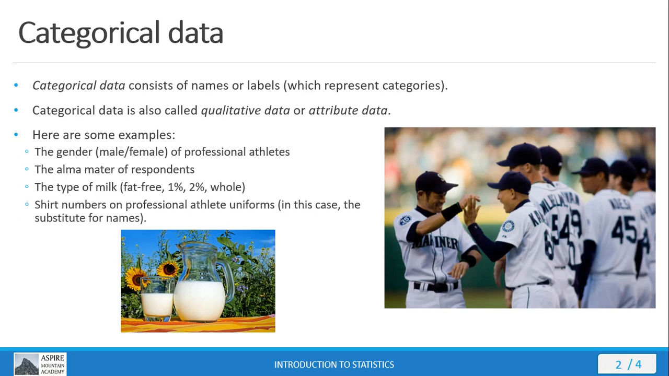Likewise, the shirt numbers on professional athlete uniforms are categorical data. Here, the numbers are just substituting for names. And names and other such identifiers make categorical data. Again, just because something is a number doesn't automatically make it quantitative data. So you need to ask yourself, is this number a name, label, or unique identifier of something? If the answer to that question is yes, then you have categorical data, even though it's a number. Only if the answer is no do you have quantitative data.